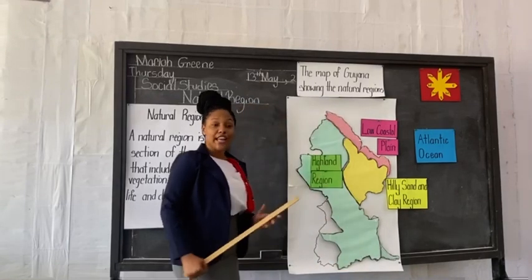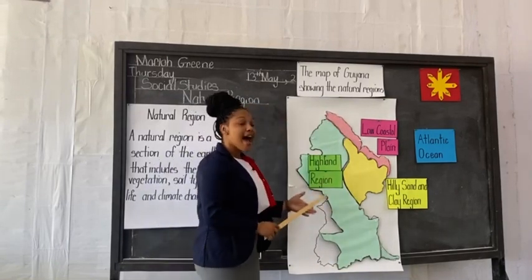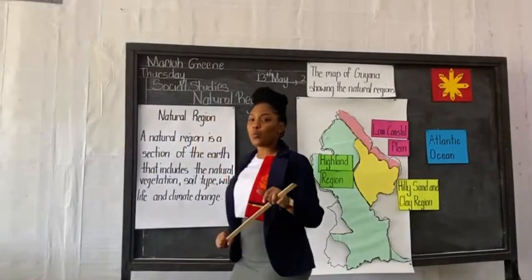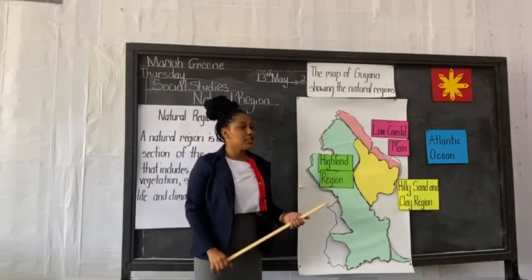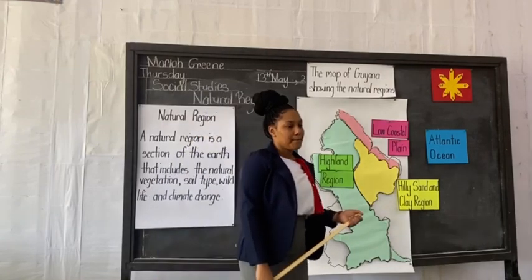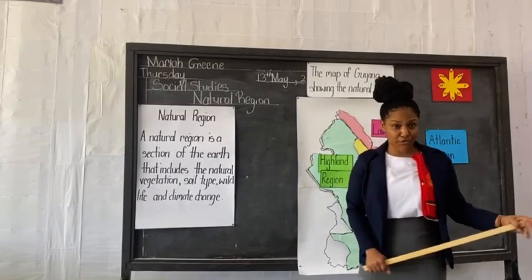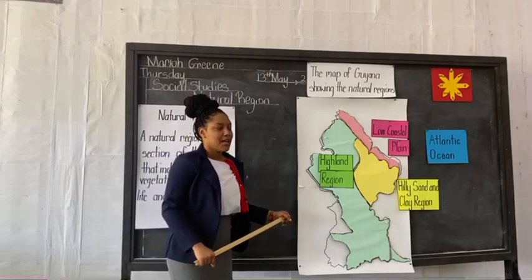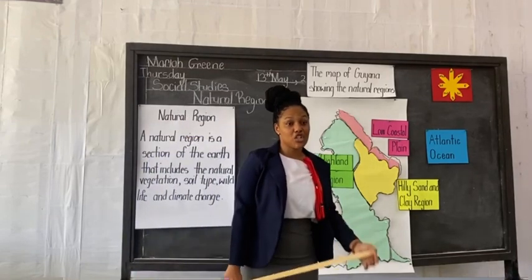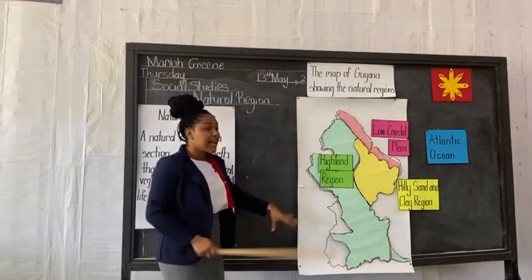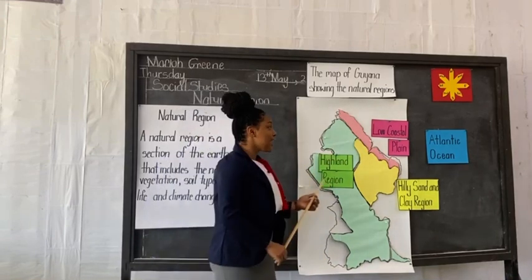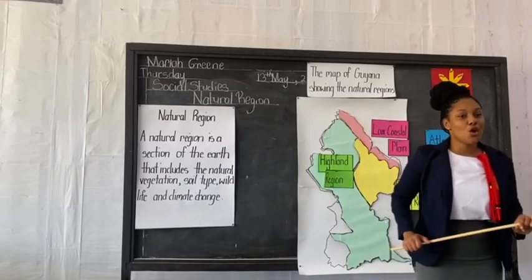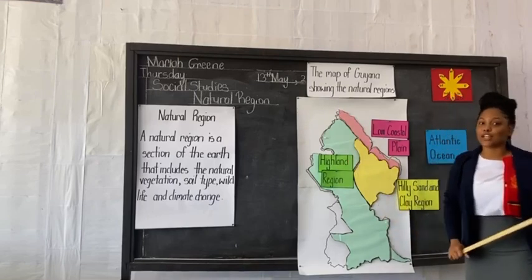Okay, so the third natural region we're going to look at is the highland region. So can anyone tell me from the video clip that we all watched something about the highland region? Jacob is saying that it's the largest region. Okay, anyone else? Yasmin is saying that it's the largest region. Indeed, it is the largest natural region in Guyana. Can we see that? So, my brilliant boys and girls, tell me where the natural region is located using our compass.